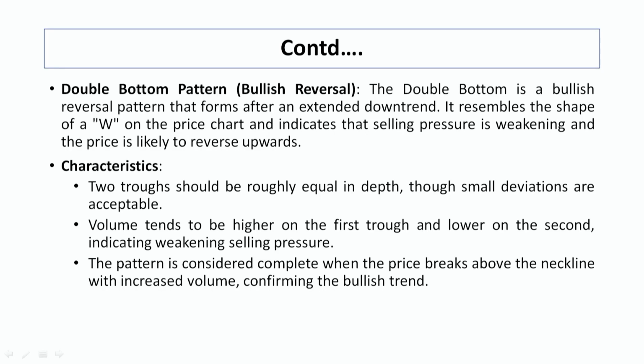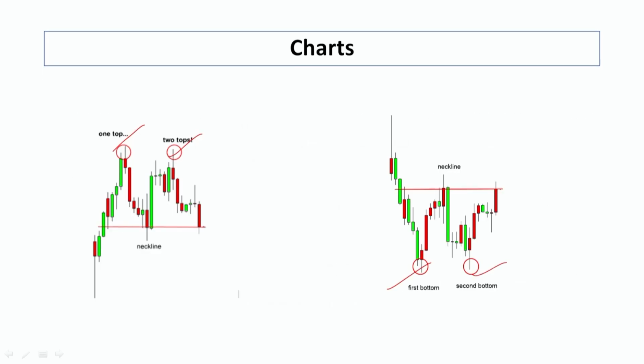So, characteristics: the two troughs should be roughly equal in depth, though small deviations are acceptable. What does it mean? That these double bottoms should be equivalent. If we want to identify whether the price is in a double bottom or not, they should be at an equivalent position. A slight deviation is permitted, but there should be clear double bottom patterns in the market, then only can we identify the reversals.